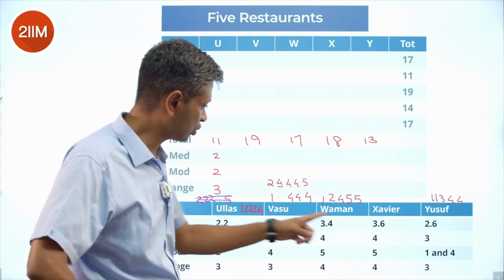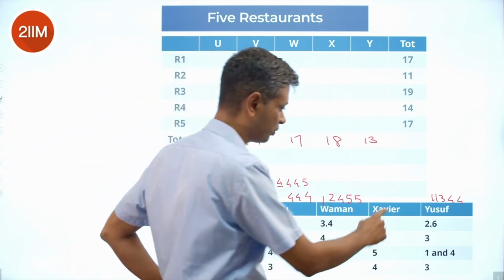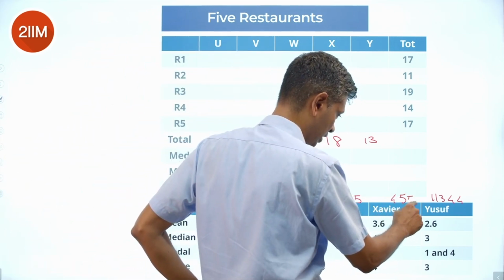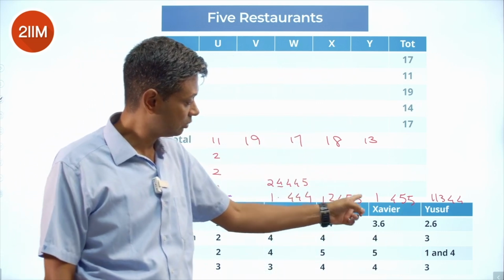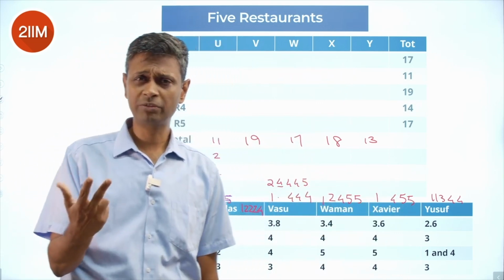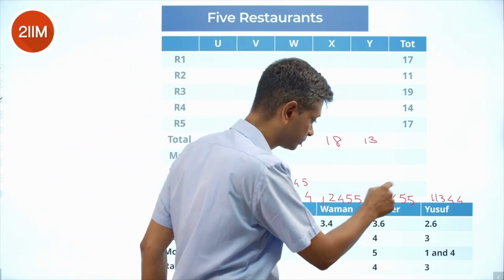Once again, median is 4. Mode is 5. I have a 4, 5, 5 sitting with me. Range is 4. 1 before that. Total should add up to 18. 1, 4, 5, 5, 5 is 5 plus 5 plus 5, 15. This number should be 3.